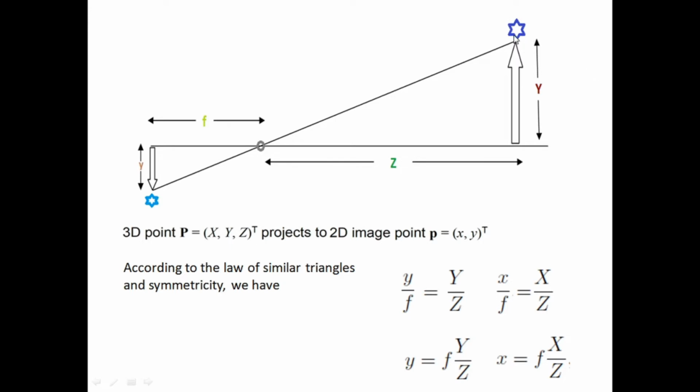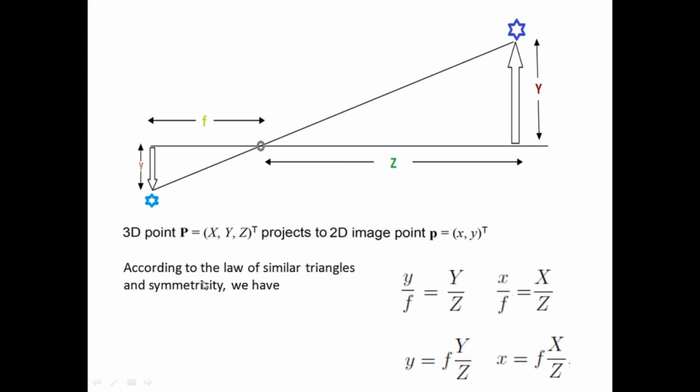This point is projected onto your 2D image plane. If I consider this my pinhole camera enclosure, or the box or setup, with this object present in the environment, then this object will be visualized on the image plane at this location, because, as I said, we always get an inverted image on the image plane. So this 3D point P is projected to a 2D image point, small p, whose coordinates are x, y transpose, that means a 2 cross 1 matrix.